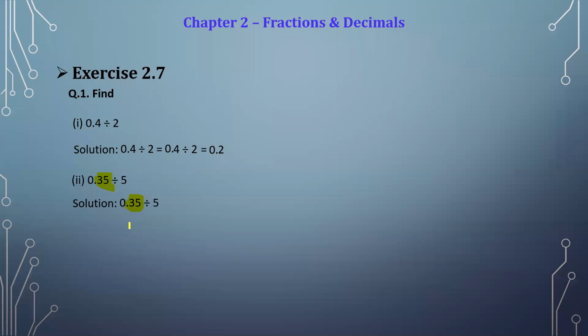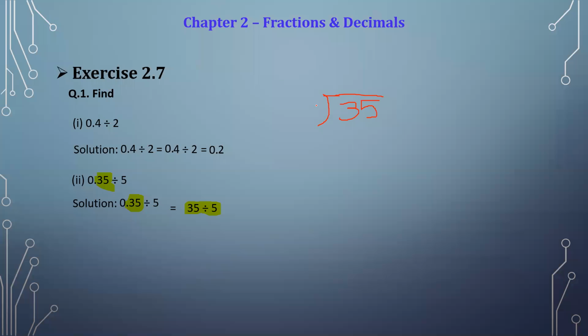Now the first step is ignoring the decimal point. So we have seen these steps. We are going to ignore the decimal point, and after ignoring it we are getting 35 divided by 5. That means this 0.35 is converted into a whole number. So now we are going to divide 35 by 5. That means here we are going to perform the division.